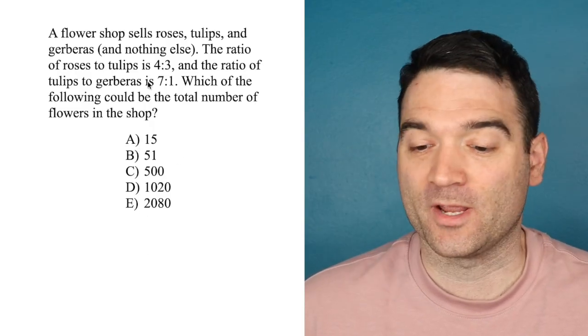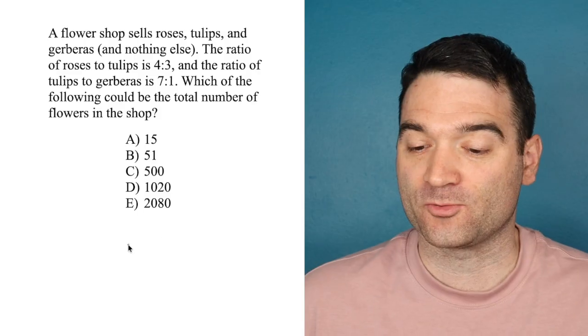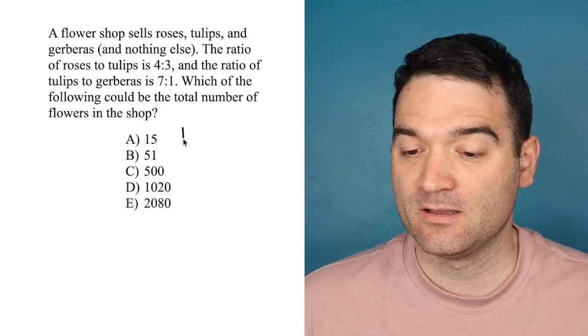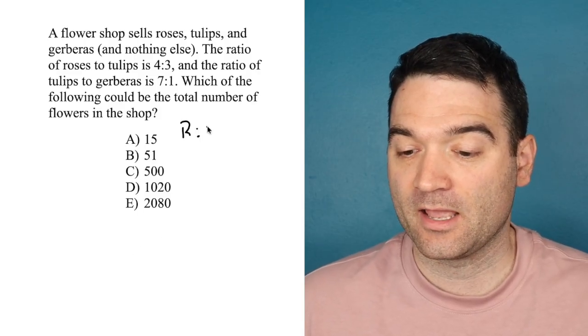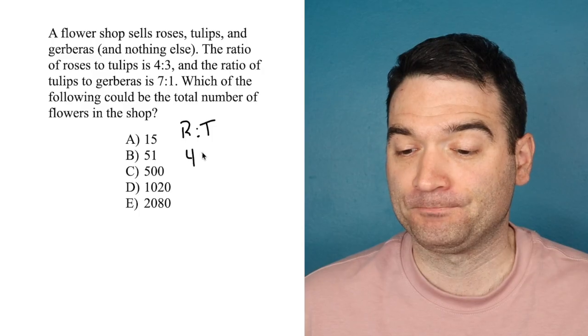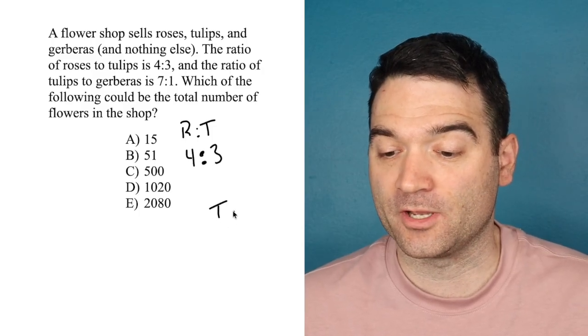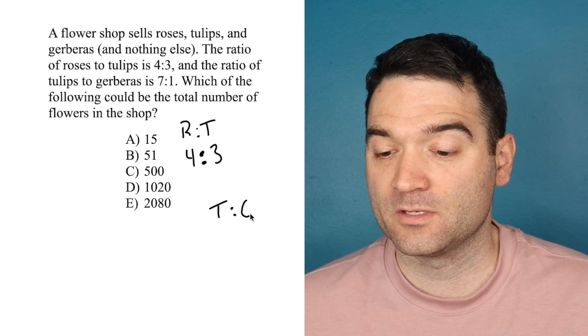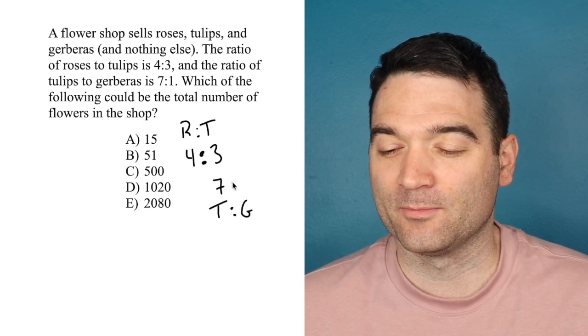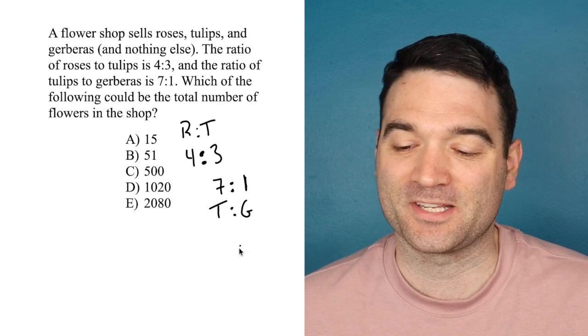All right, so we have two ratios here. We have the roses to tulips ratio. I'm going to write that as R to T, and that ratio is 4:3. And then, of course, we have the tulips to gerbera ratio, which is 7:1. And it'll become clearer why I'm writing it this way in just a second.